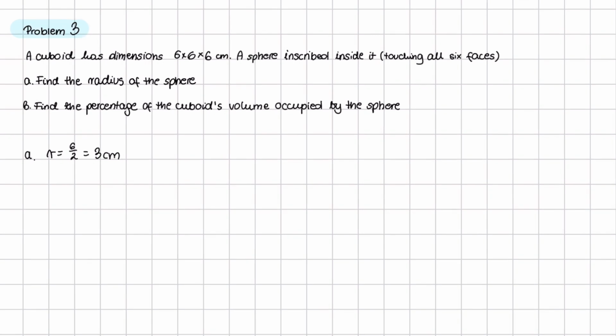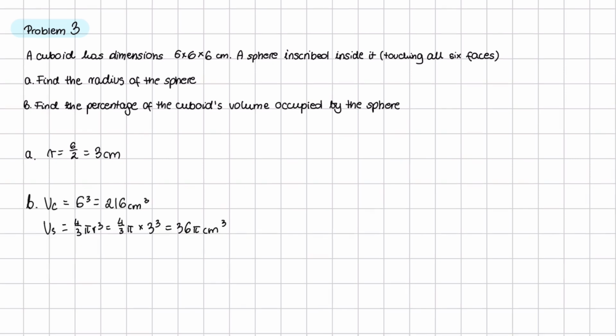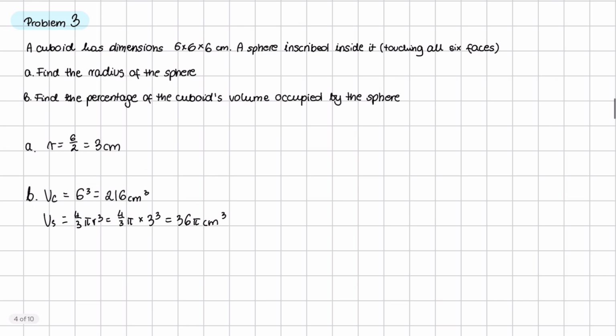B. Find the percentage of the cuboid's volume occupied by the sphere. So all we have to do is firstly find the cuboid's volume and then find the sphere's volume. So these are our volumes. The first one is the cuboid and the second one is the sphere.